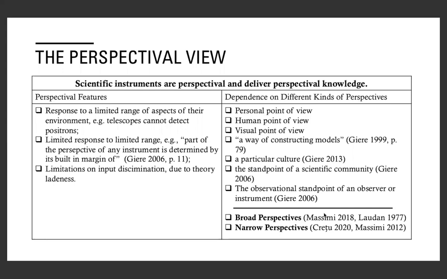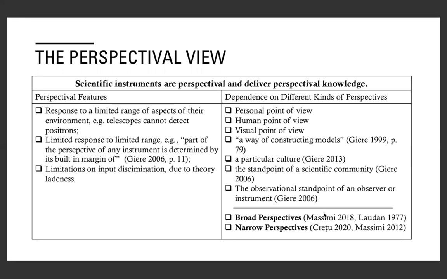One is to understand it as a claim about the perspectival feature of scientific instruments. The other way is to understand it as a claim about the dependence of instruments on different kinds of perspectives. So here there are quite a few candidates that one might consider. We may think that scientific instruments are dependent on the personal point of view, the human point of view, or a visual point of view.